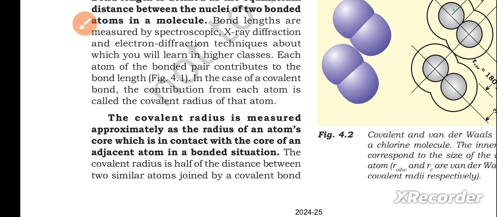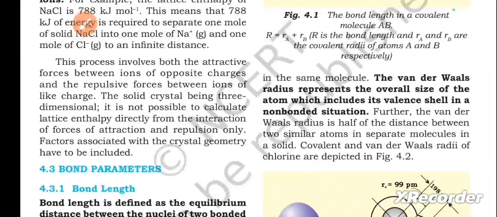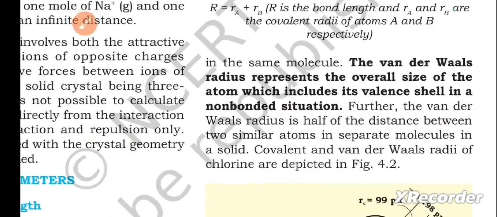In the case of a covalent bond, the contribution from each atom is called the covalent radius of that atom. The covalent radius is measured approximately as the radius of an atom's core which is in contact with the core of an adjacent atom in a bonded situation. The covalent radius is half of the distance between two similar atoms joined by a covalent bond in the same molecule.